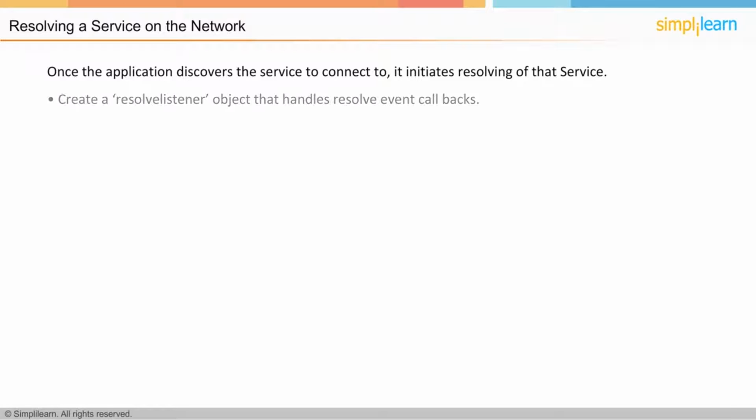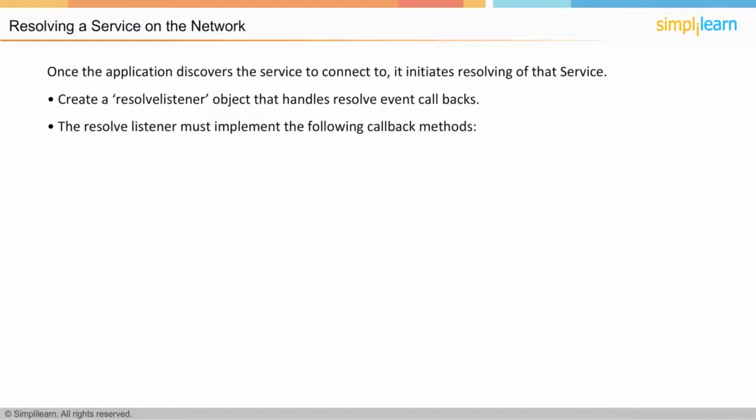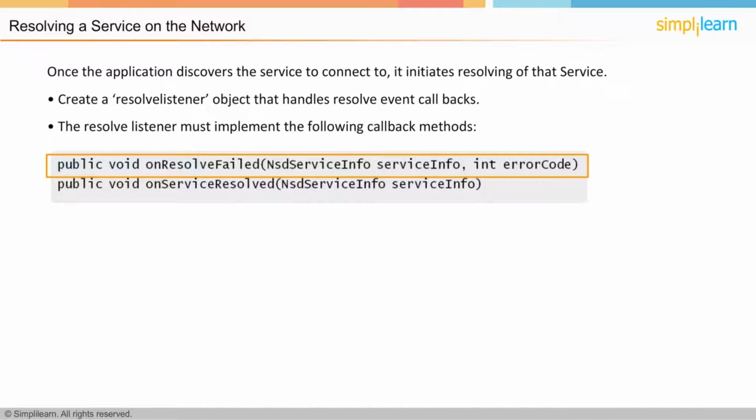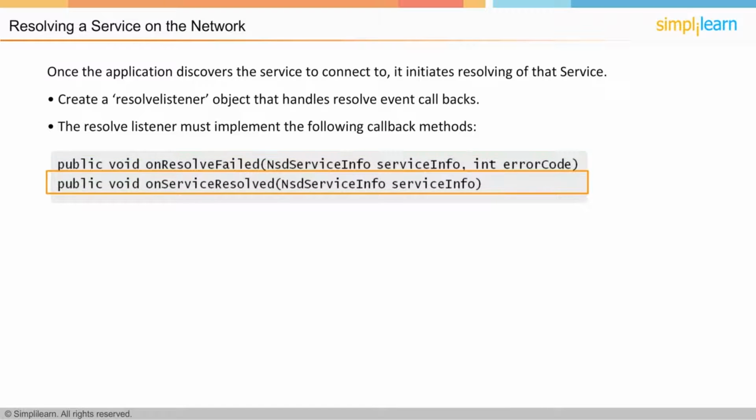To resolve a service, create a resolve listener object that handles resolve event callbacks. The NSD API uses the methods in this interface to inform our application when the service resolve operation succeeded or failed. The resolve listener must implement the following callback methods. OnResolveFailed is called when the service resolve operation fails. It provides an error code to indicate the reason for failure.